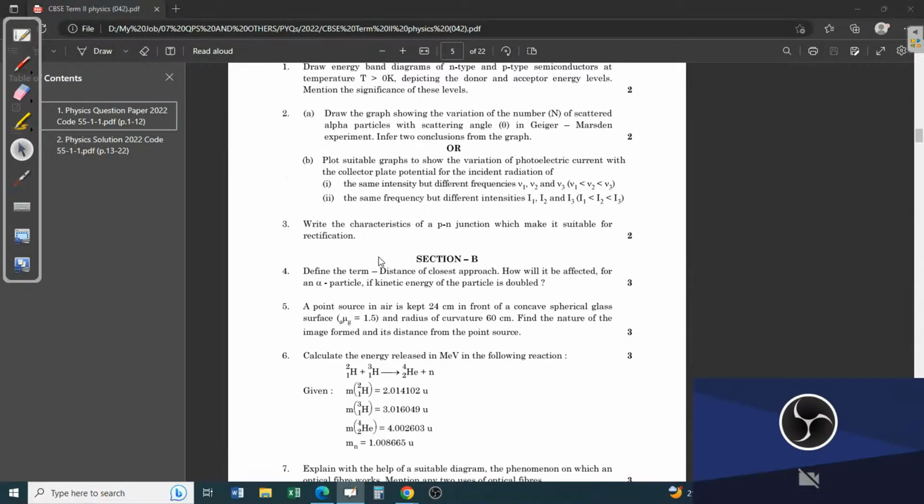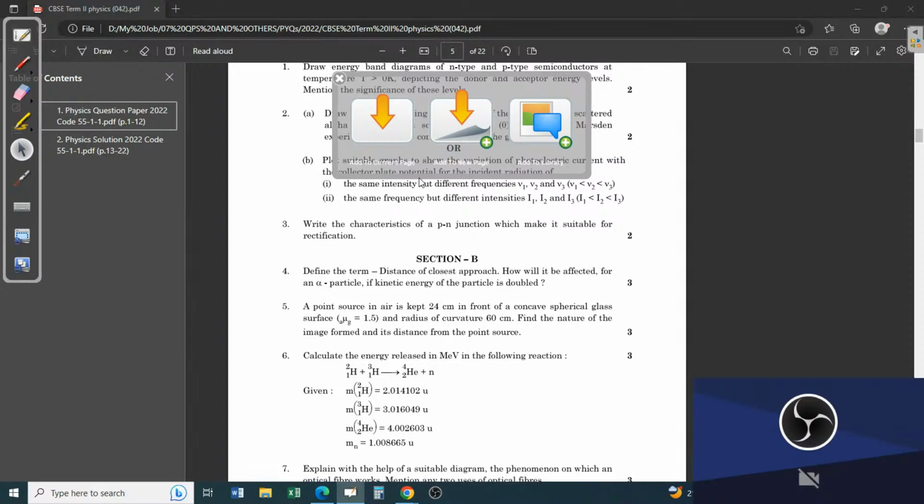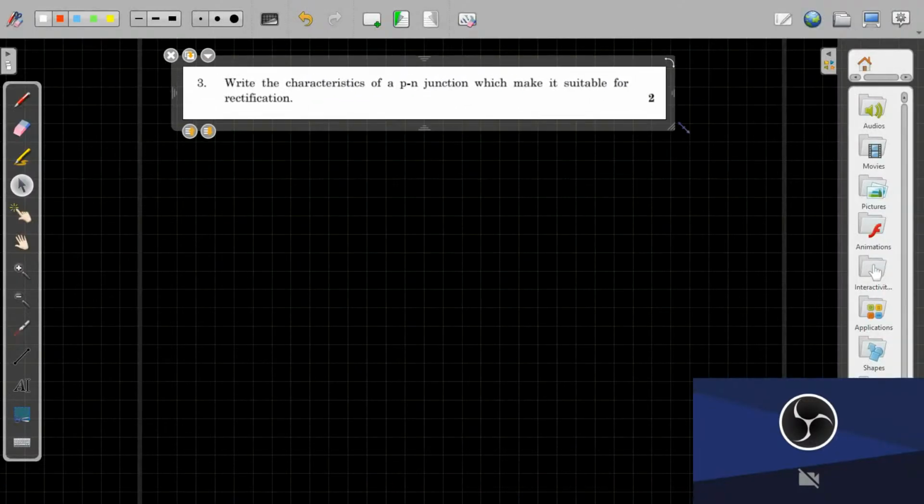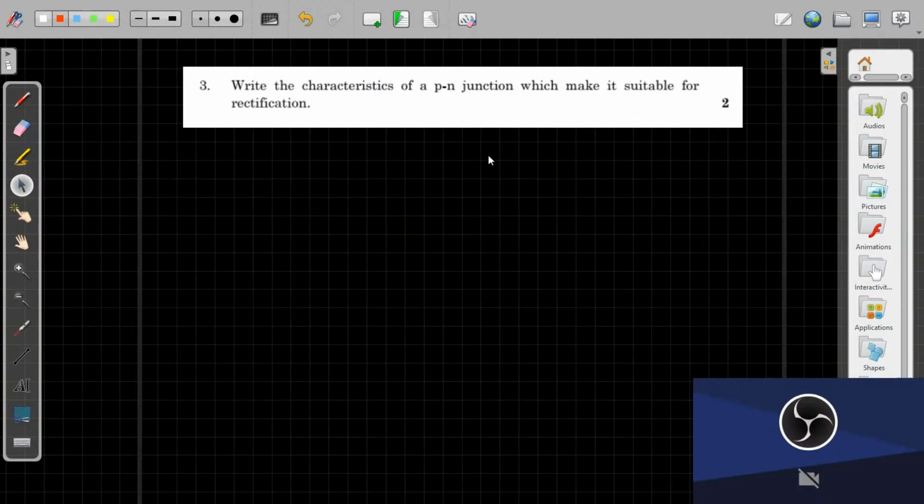Now, the third question says, write the characteristic of p-n junction which makes it suitable for rectification.